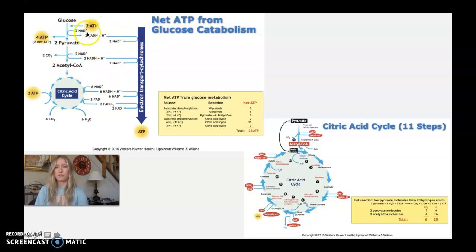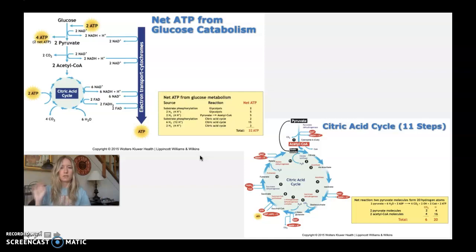It shows that you get 2 ATP up here, 2 ATP down in the citric acid cycle, and then that the NADH and FADH2s are created and how they transport hydrogen electrons to the electron transport chain. And this is just a more detailed citric acid cycle.